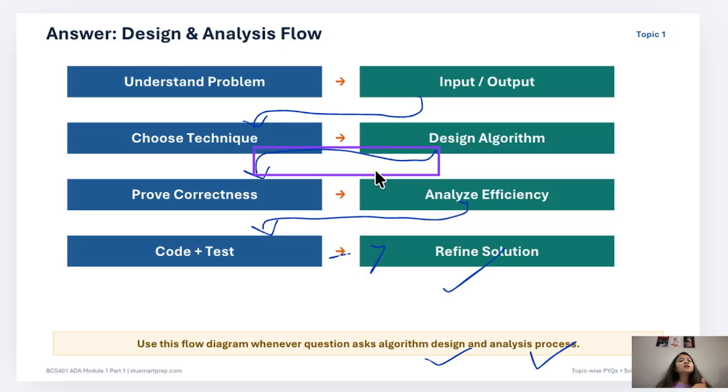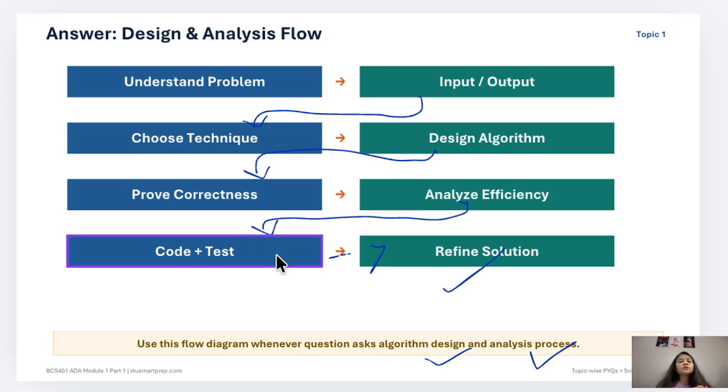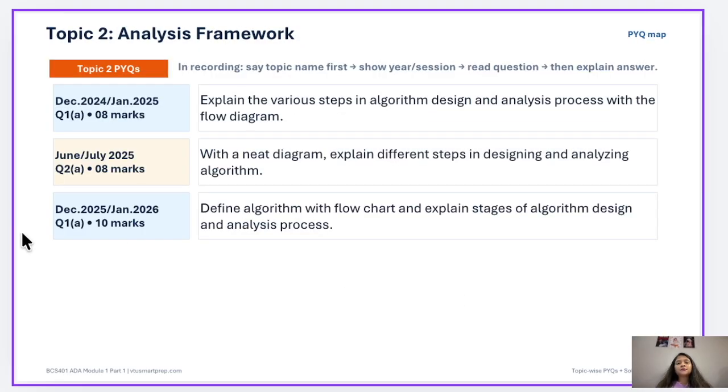Efficiency includes the time complexity and space complexity. This is very important in analyzing the efficiency. What it includes in efficiency is space complexity and time complexity. After analysis, what you have to do is code and test the algorithm, and finally refine the solution if it is required. So this is the flow diagram which you have to remember.